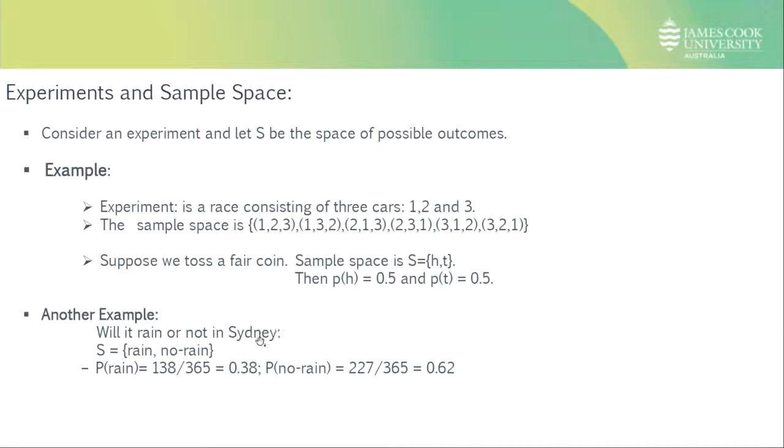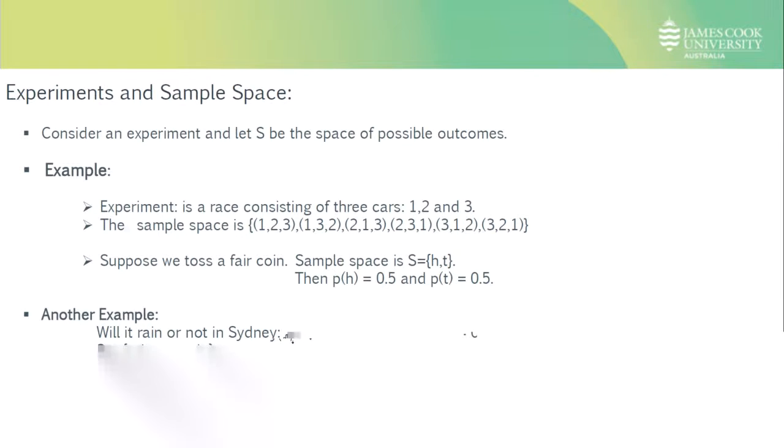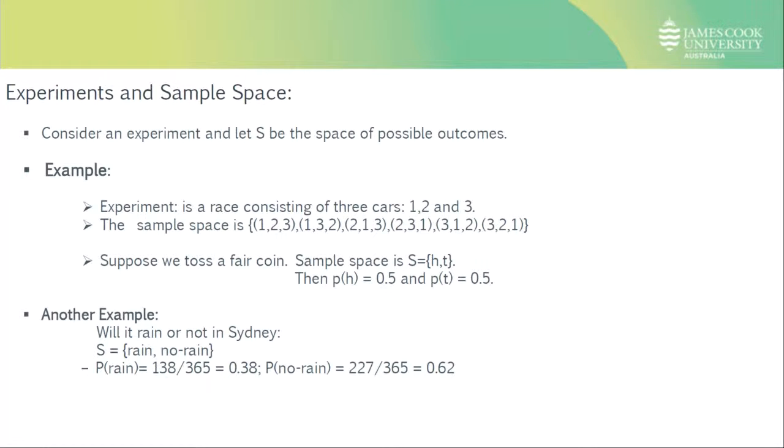Another example, suppose we ask, is it raining today? So this is our experiment. Then the sample space can be rain or no rain, and then we can calculate. Suppose we know that last year it rained 138 days in 365 days. So this is the probability of rain today, and no rain is the rest, or we can say 1 minus this term. So this is just an example to show what the experiment is, what the sample space is, and how to calculate a simple probability from there.